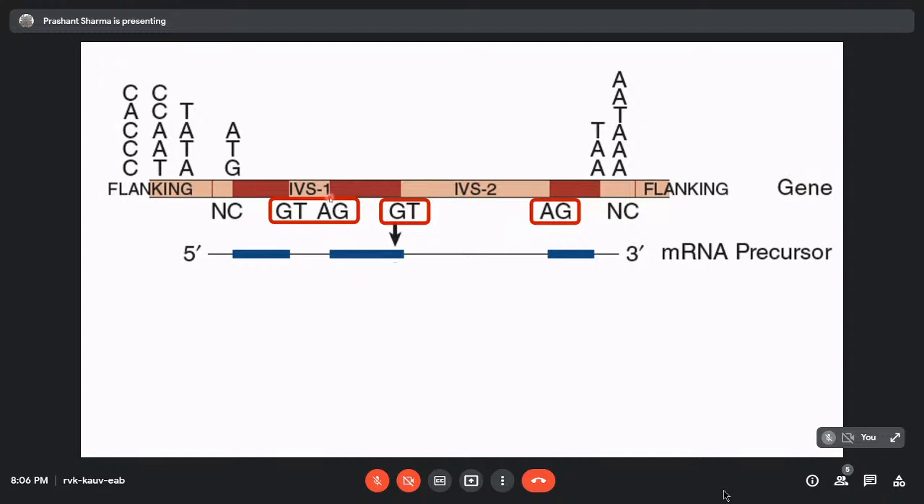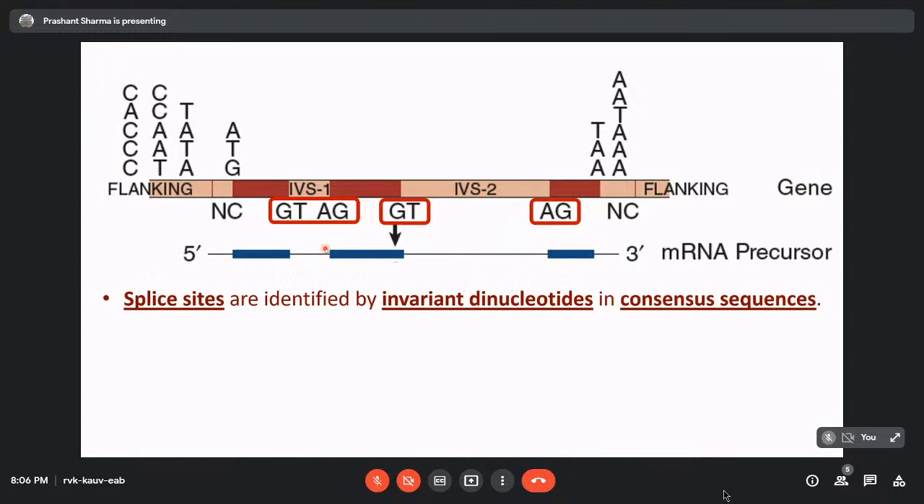Yeah, because ultimately the introns are going to have to be spliced out, and the exons join together to give us the mRNA. So a big group of mutations can occur at the splice site, which are identified by the invariant dinucleotides, and around them, just outside, are the consensus sequences. So we have a spliceosomal complex which is going to be identifying these sites, and if there's some problem in their identification, then the mRNA is not going to be normal.